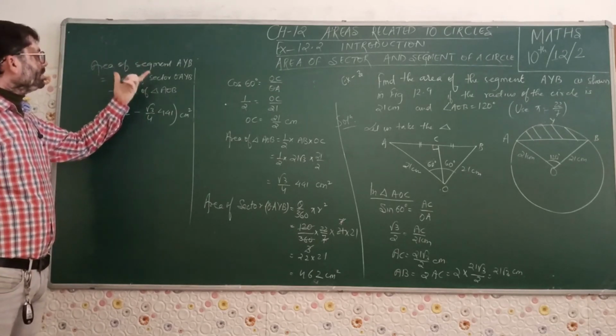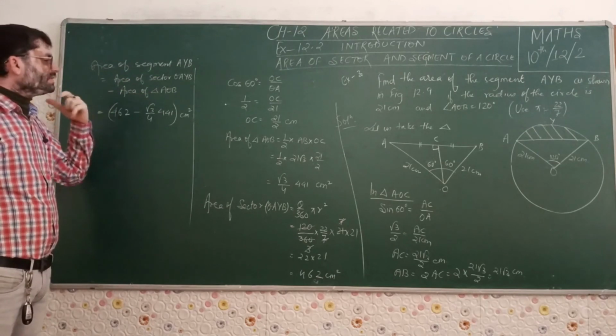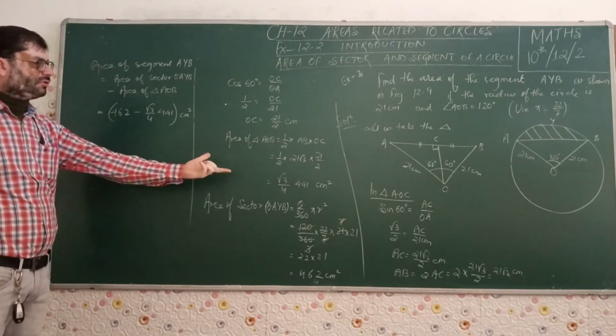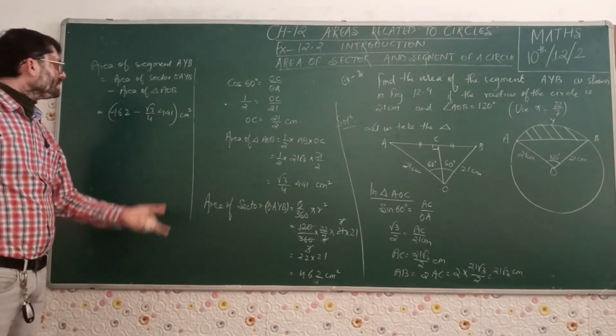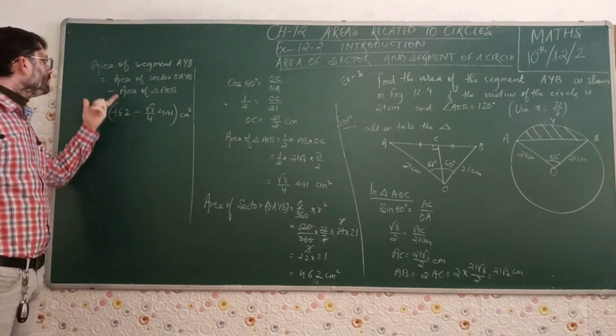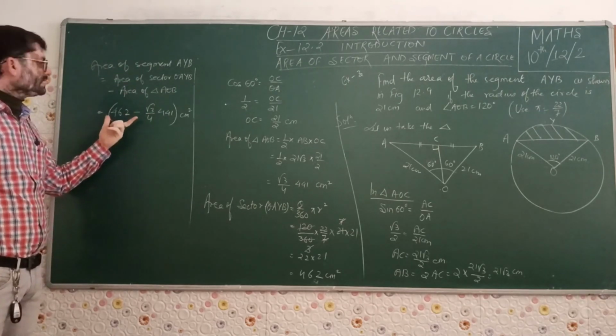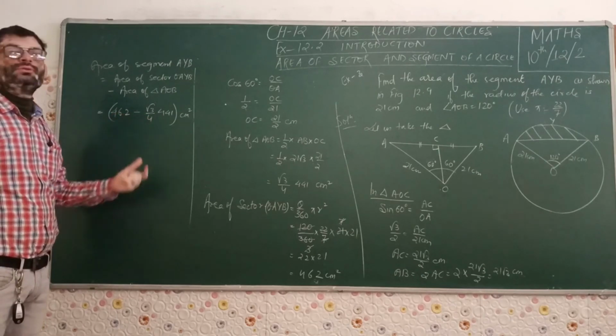The area of the segment is the area of the sector minus the area of the triangle. The area of the triangle we have got, the area of the sector we calculated, and just substituting and solving, we got the area of the segment to be 462 minus root 3 by 4, 441 centimeters square.